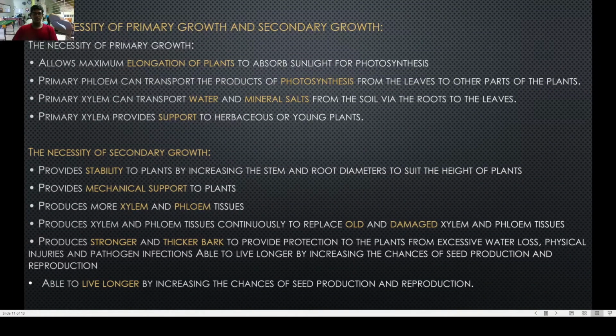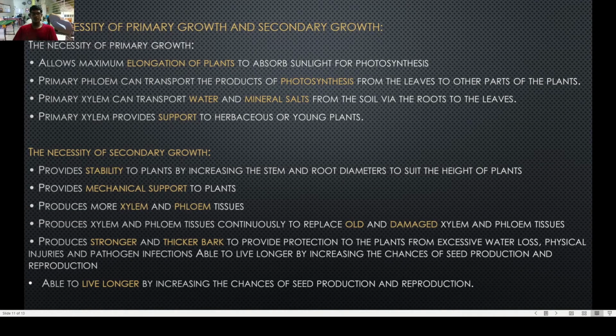Okay, now the necessity of primary growth and secondary growth. The necessity of primary growth is that it allows maximum allocation of the plant to absorb sunlight for photosynthesis. Primary phloem can transport the products of photosynthesis from the leaves to other parts of the plant. Whereas the primary xylem can transport water and minerals from the soil via the roots to the leaves and provides support to herbaceous or young plants.